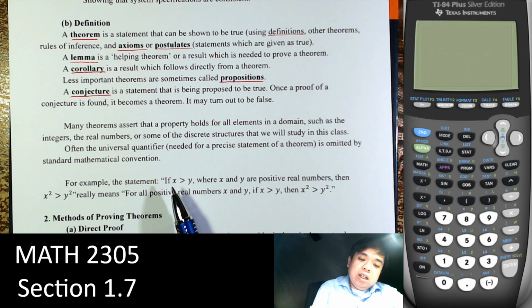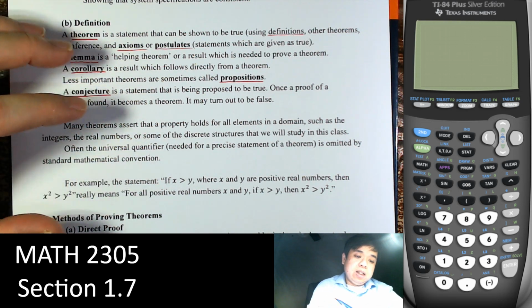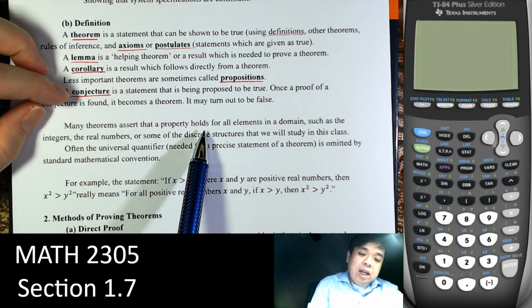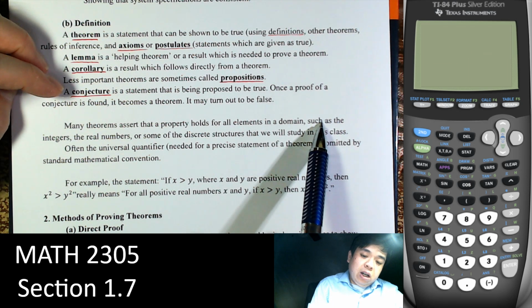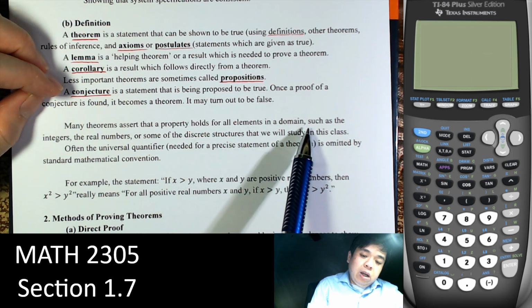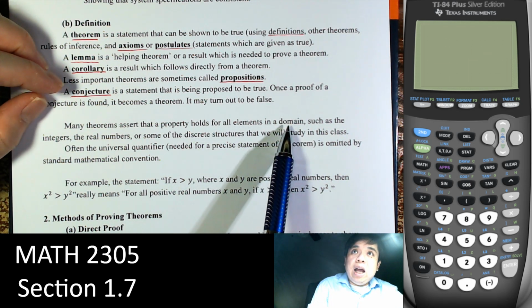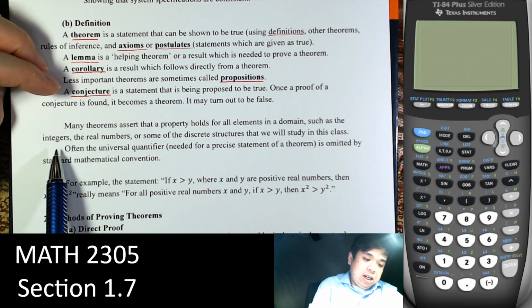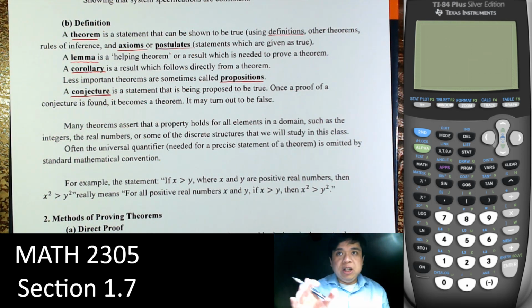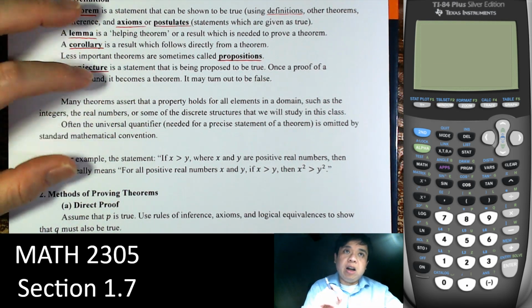So if we say, if x is greater than 1, for every x and y positive real numbers, then x squared is greater than y squared. And the point here is that for many theorems in this section, it holds for all the elements in the domain, and so the domain should be specified here.